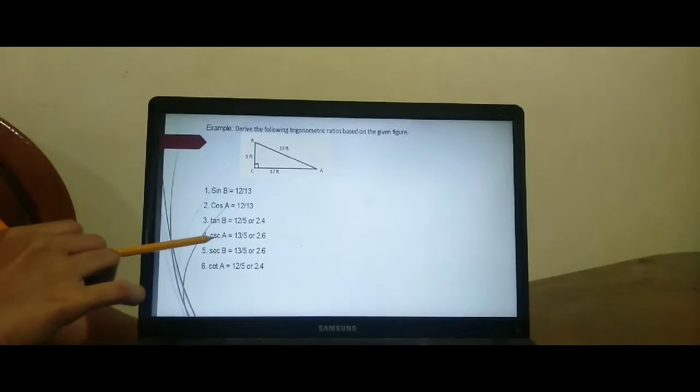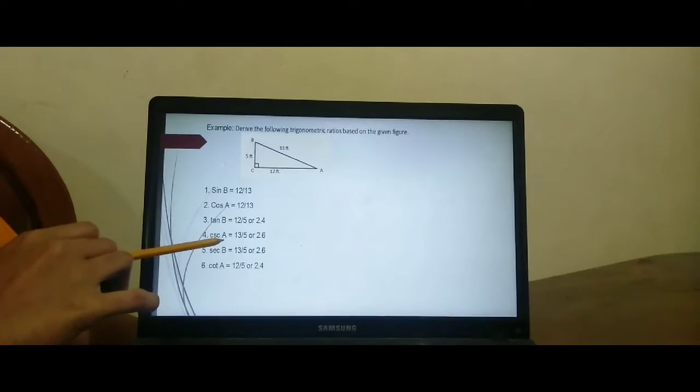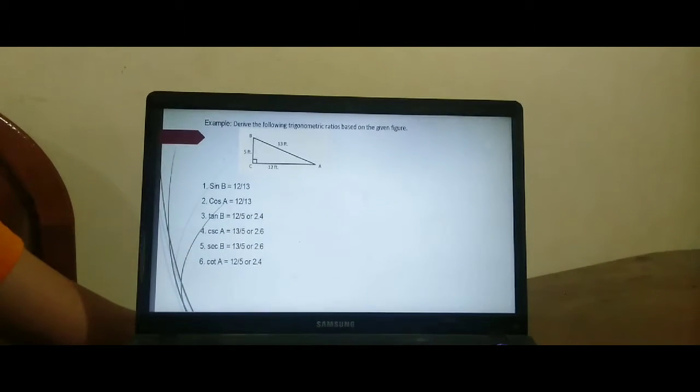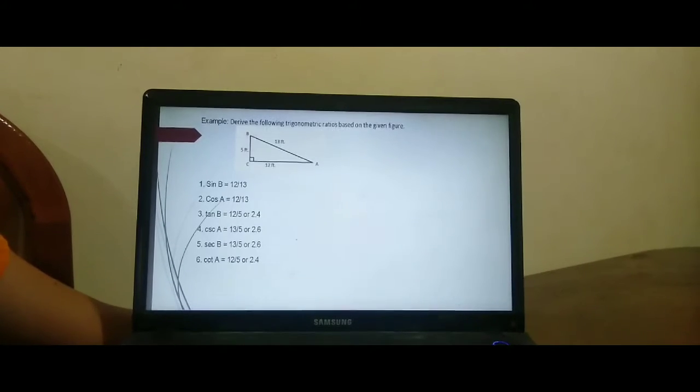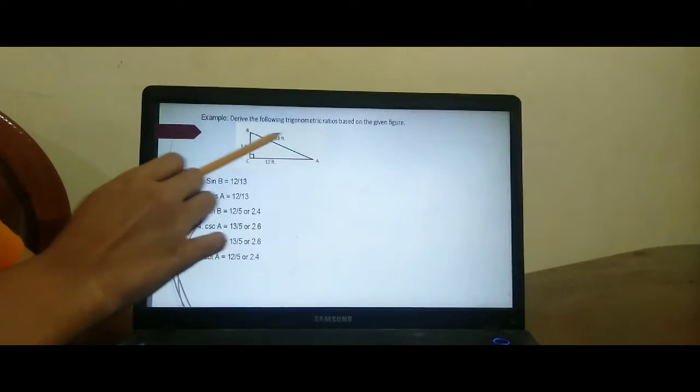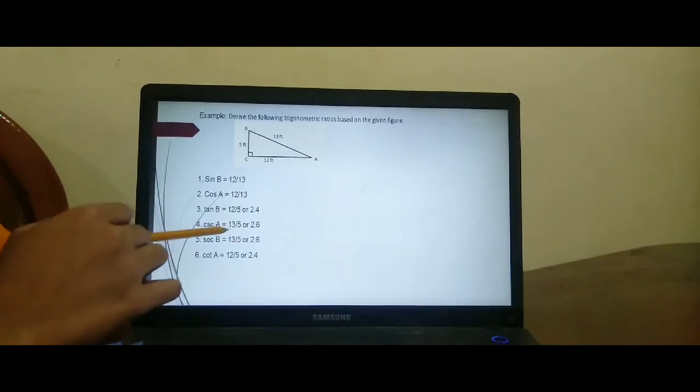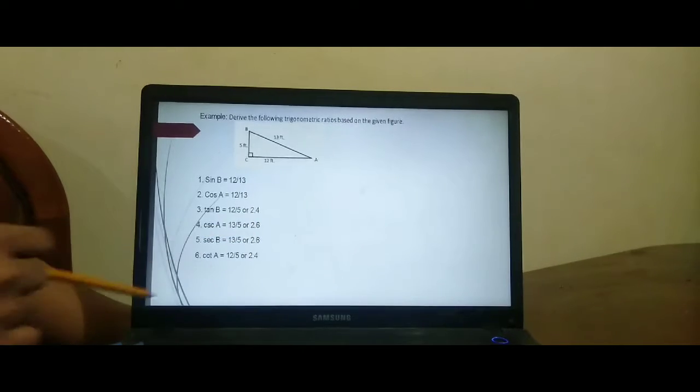Next is cosecant of A. That is reciprocal ni siya sa sine. So that would be hypotenuse over opposite. So with respect to A, our hypotenuse is 13 and ang iyang ka-opposite is 5. That is 13 divide 5 or 2.6.